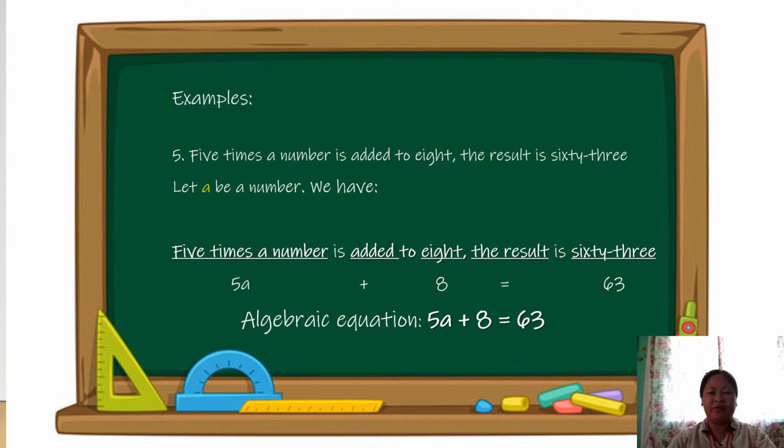For number 5, 5 times a number is added to 8. The result is 63. Let a be the number. 5 times a number, that is 5a, is added to 8. The result is 63. So the algebraic equation is 5a plus 8 equals 63.